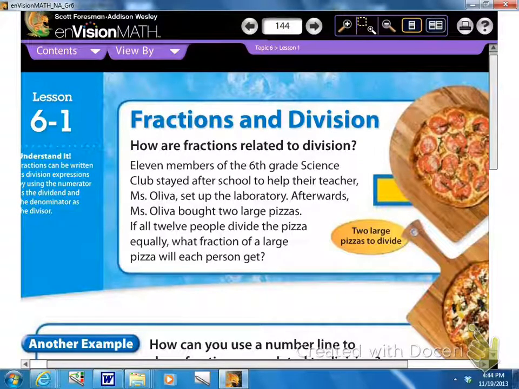Okay, today we're looking at lesson 6-1, fractions and division, on page 144. Alright, so how are fractions related to division? So here's a little scenario.